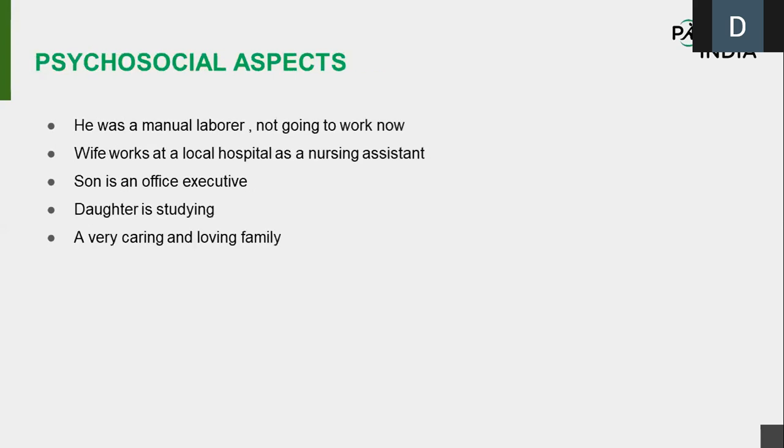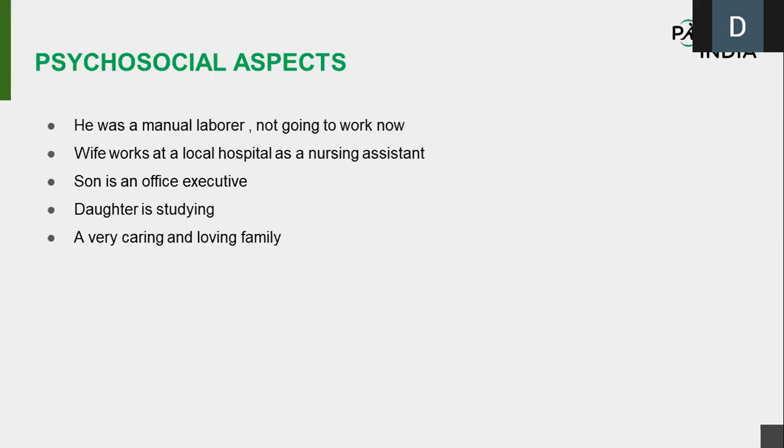Next slide, please. So the psychosocial aspect. What we see here is a man who has been in and out of the hospital from September 2020 to date. But how well was he before that? He was a manual laborer. COVID had also hit him well, and he was not going to work much. And even now, he's not able to work at all, because the sickness has hit him hard. So it's from September 2020 that it has become difficult. He has not been working.